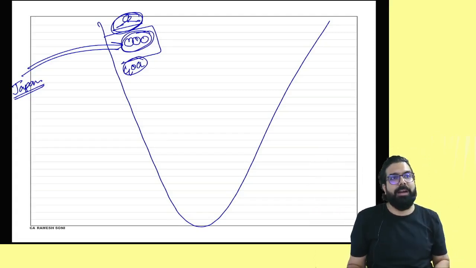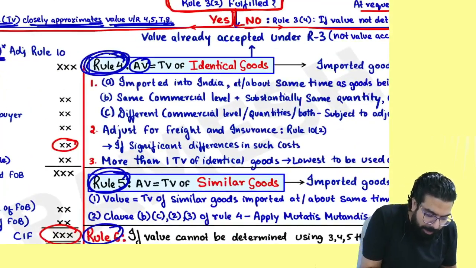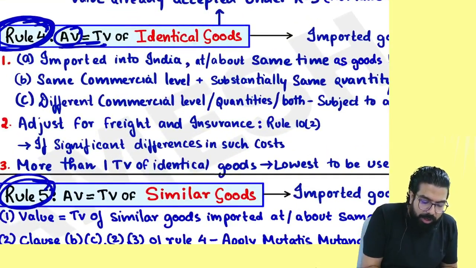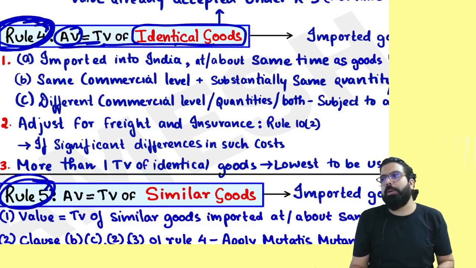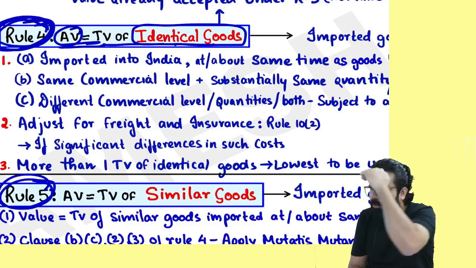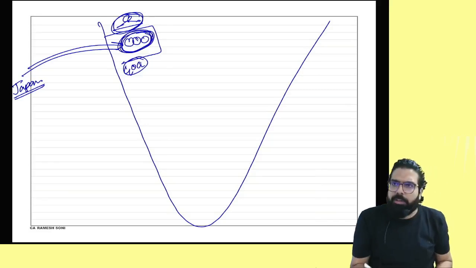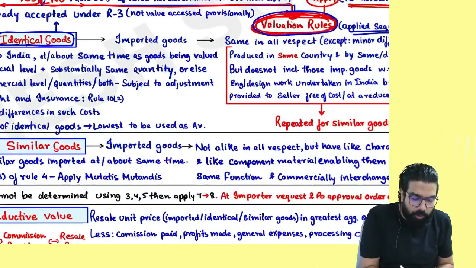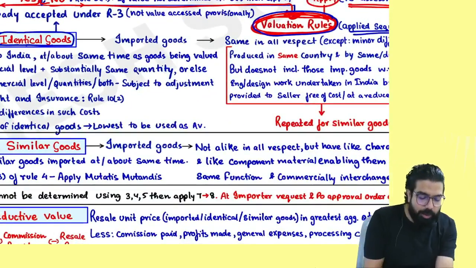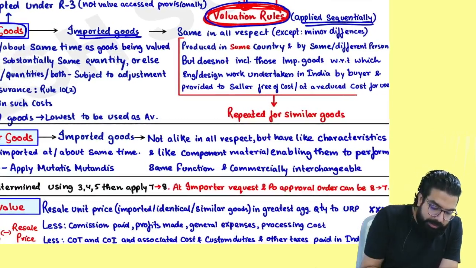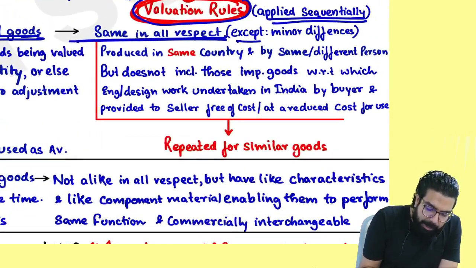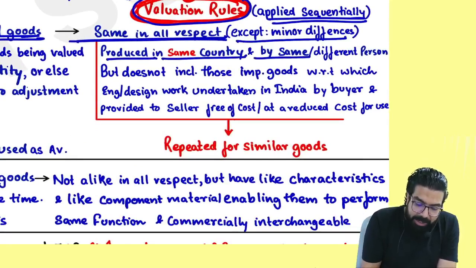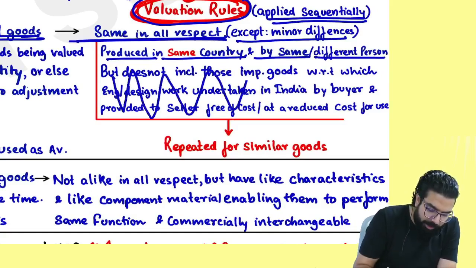Now when the valuation rules are applied, the first rule will come. Rule number 4 says the officer will take the assessable value as equal to the transaction value of identical goods. What do you mean by identical goods? The officer will say, let me search. You imported lungis, right? Has somebody imported the same type of lungi in India? The definition of identical goods says identical goods means imported goods that are the same in all respects except minor differences, produced in the same country by the same or a different person. People, this one you leave for the time being.